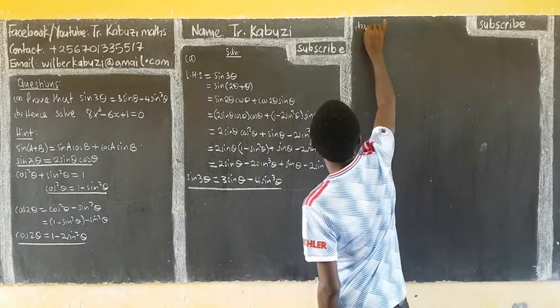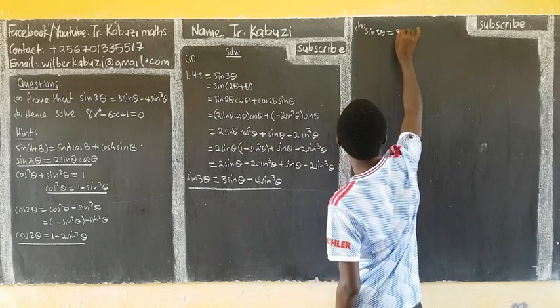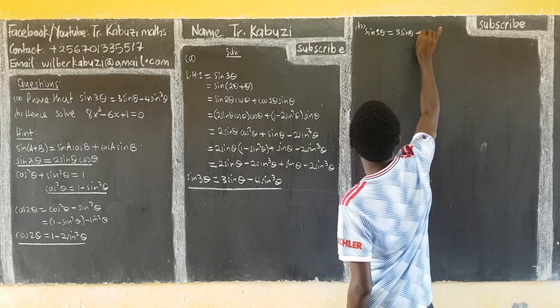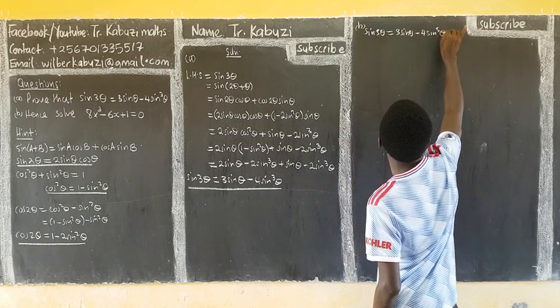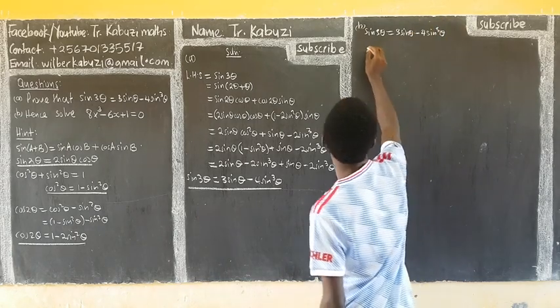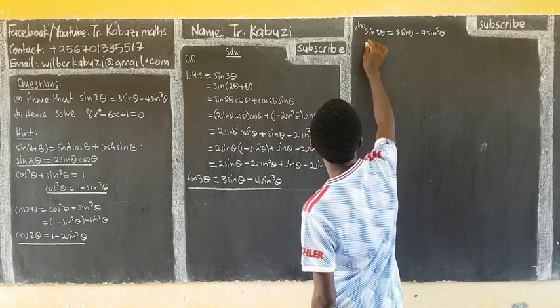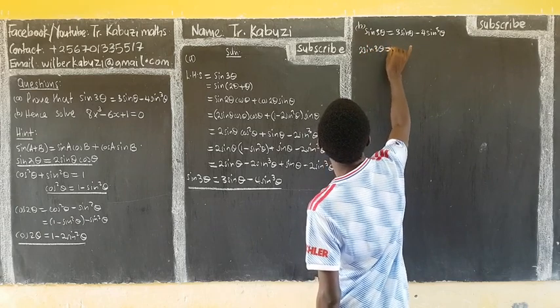In part B, so my sine 3 theta is equal to 3 sine theta minus 4 sine cubed theta. Multiply both sides by 2. So multiply this side by 2. I have 2 sine equaling 2.